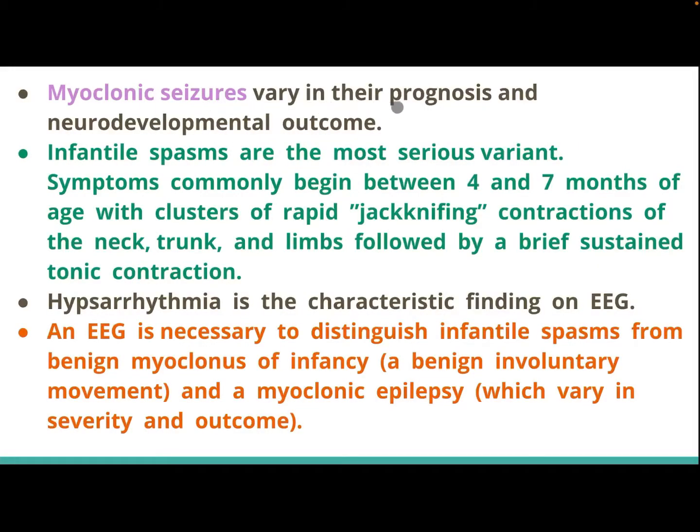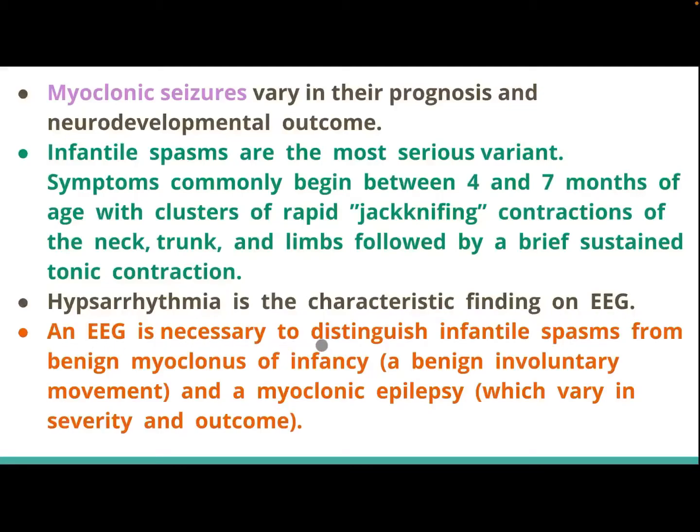Myoclonic seizures vary in their prognosis and neurodevelopmental outcome. Infantile spasms are the most serious variant. Symptoms commonly begin between 4 and 7 months of age with a cluster of rapid jackknifing contractions of the neck, trunk, and limbs, followed by a brief sustained tonic contraction. Hypsarrhythmia is a characteristic finding on EEG.